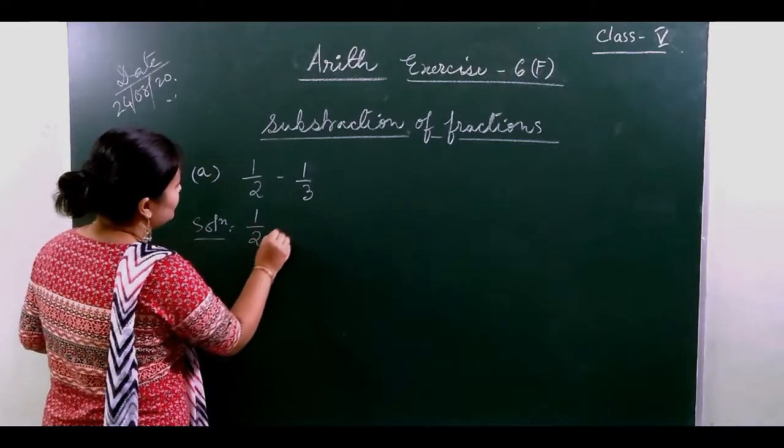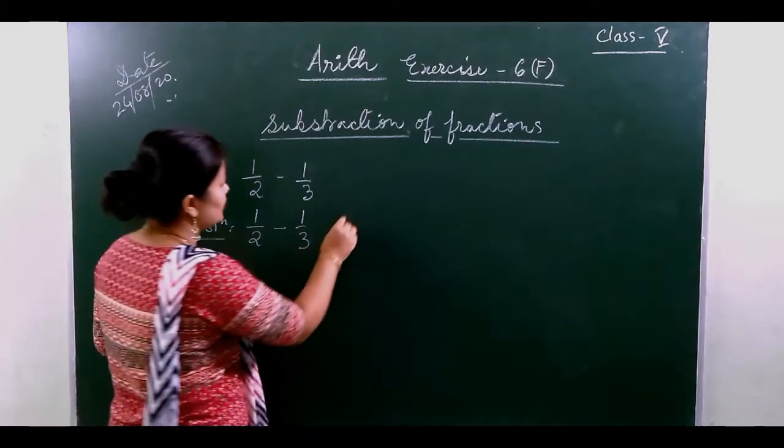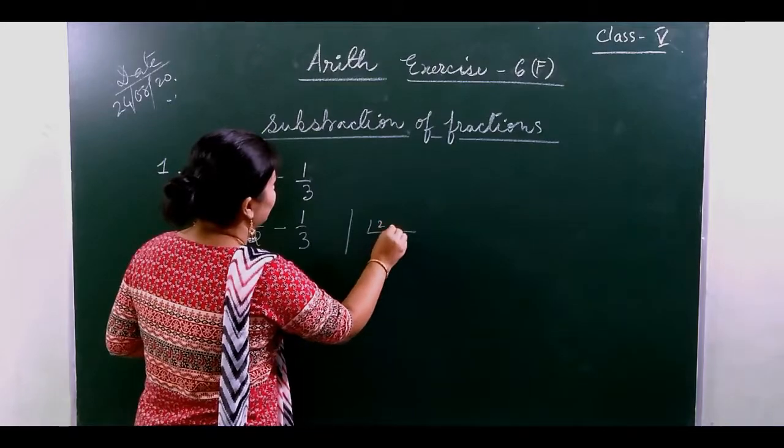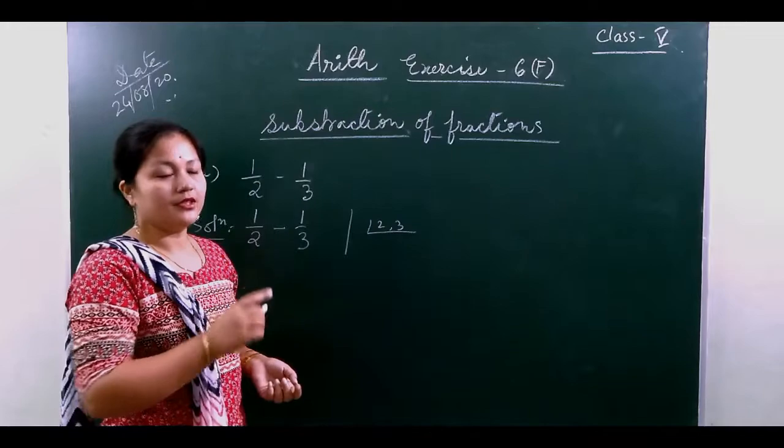As I wrote, question number 1A is 1 by 2 minus 1 by 3. We can see here the denominators are not the same, so we have to take the LCM. So 1 by 2 minus 1 by 3. Since the denominators are not the same, we have to take the LCM like this. You know the process of how to take out the LCM. It was done in the previous classes.